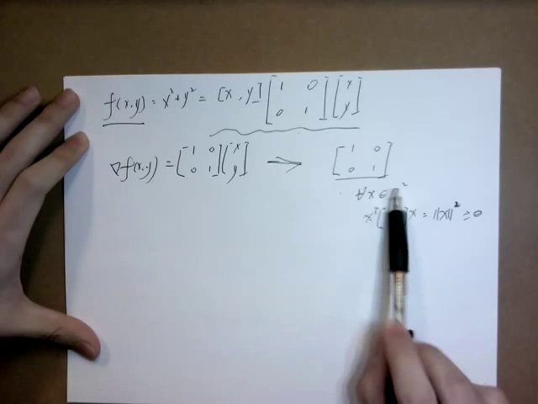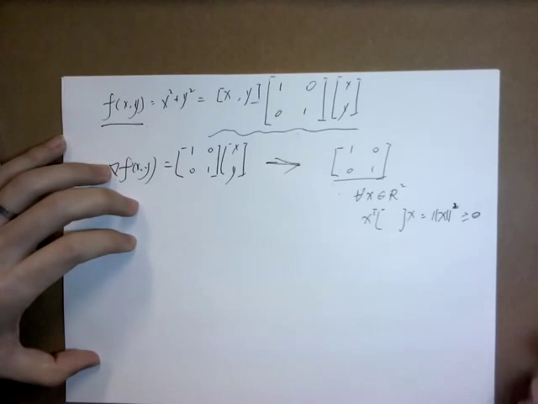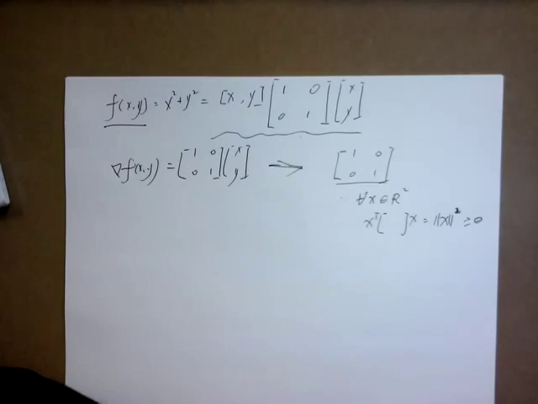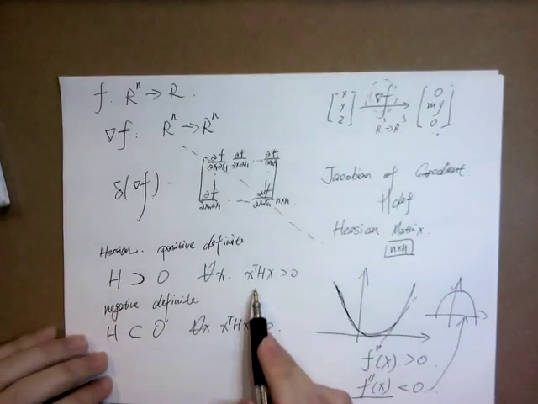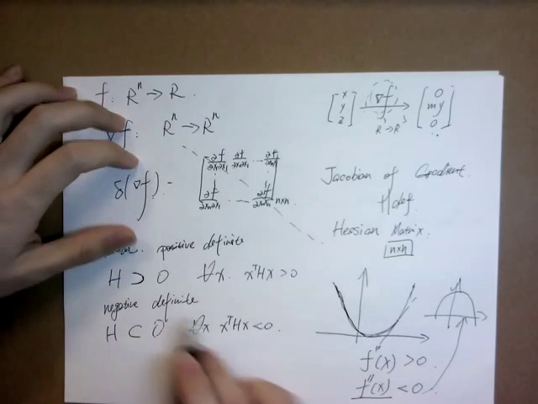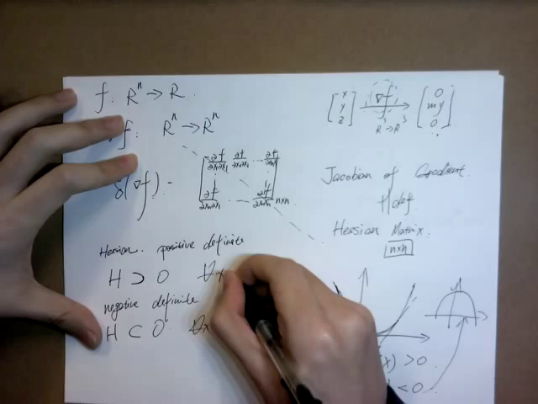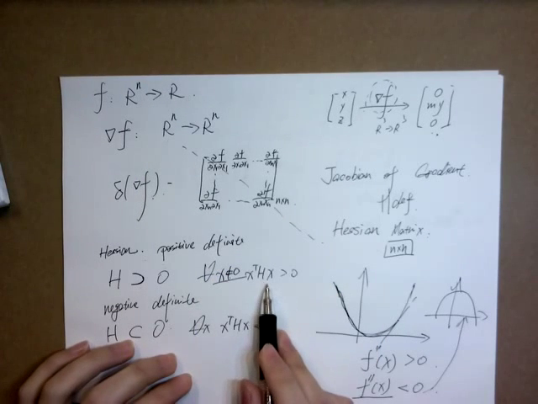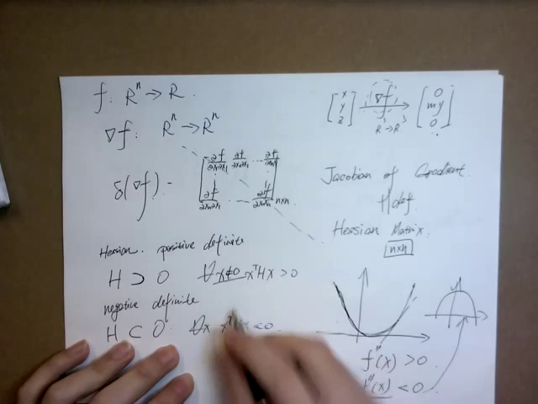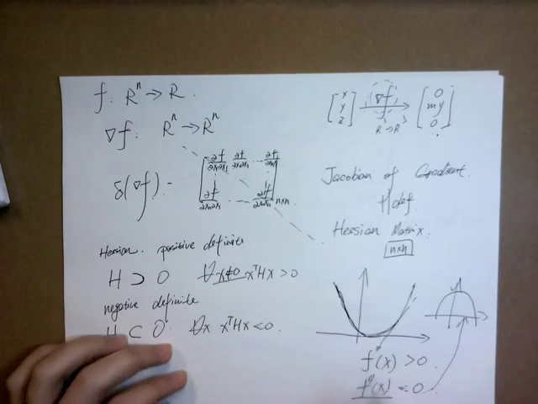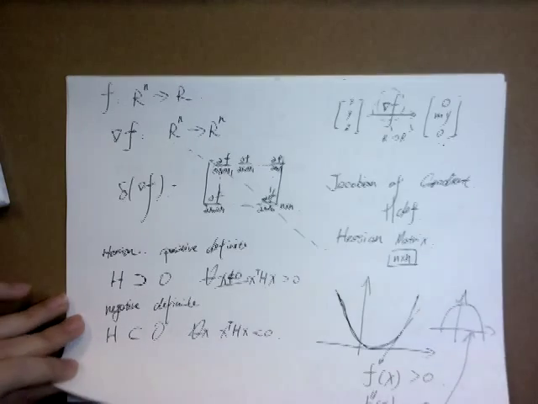So this matrix is positive semi-definite. Oh wait, the trick is that the zero vector is excluded. By definition, a positive definite matrix is one where, for any non-zero vector x, because if it's zero then it's trivially equal to zero, the form x transpose H x is larger than zero.